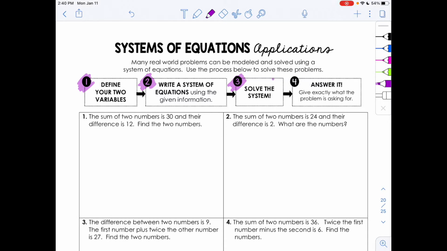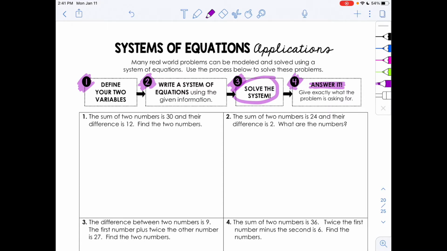Now when you get to this step, you can choose which method you want to use to solve it: graphing, elimination, or substitution. Finally, you're going to take a look at your answer, and you're going to answer the word problem. Let's take a look at several examples. Number 1, the sum of two numbers is 30 and their difference is 12. Find the two numbers. So my answer should be two separate numbers.